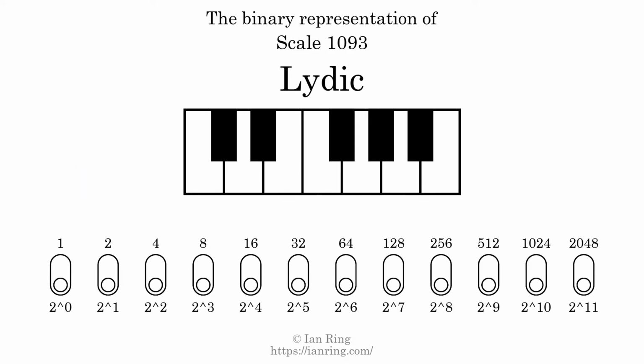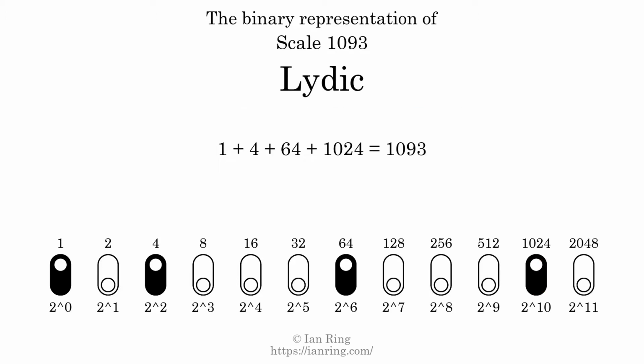The binary representation of this scale is determined by mapping tones of the scale to binary digits. Each binary digit represents a power of 2. To get the scale number, we add the powers of 2 together. The powers of 2 that are present in the scale, all added together, equals 1093. That is why the scale number, in decimal, is 1093.